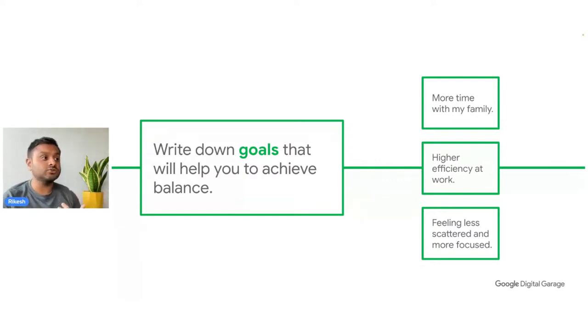So do I want to make sure that I'm spending more time with my family, spending more time with my friends? Is it the case that I want higher efficiency and output at work? I want to be more productive. I want to use my time more wisely. I want to feel less scattered and more focused as well, something that we'll speak about going forward. So feel free to jot down these goals that you might have. Feel free to also share them into the chat, and I'd love to read out some of yours as we go along as well.